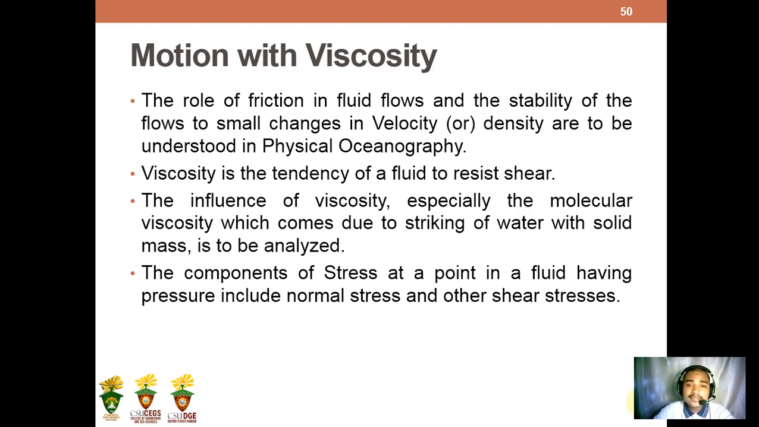And the components of stress at a point in a fluid having pressure include normal stress and other shear stresses. When talking about these stresses in the water, this can be taught in your fluid mechanics, which is under Mechanics 2, if I'm not mistaken, in your new curriculum.